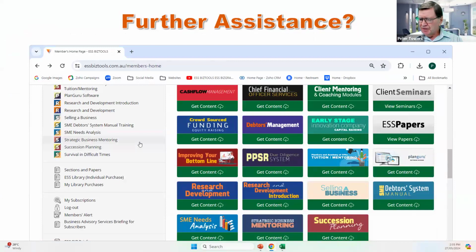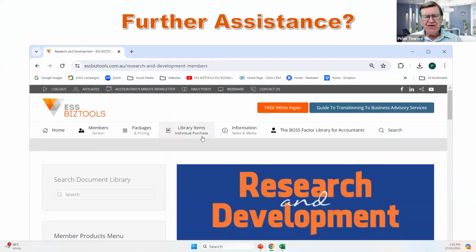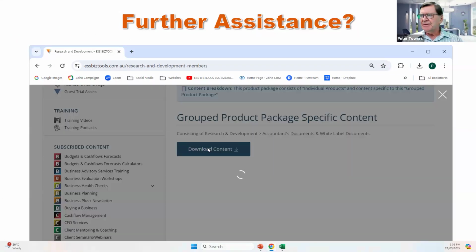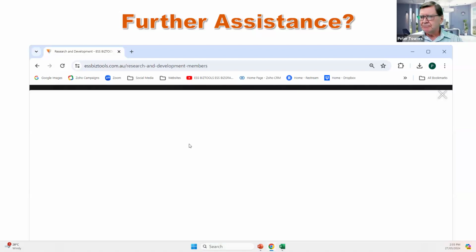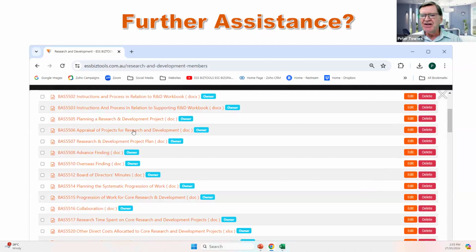I now want to move on to the research and development, which is here. Research and development is a huge area for SMEs, and we can download the content. There's a significant amount of information in research and development. In the advanced package, you've got access to our complete story on research and development.